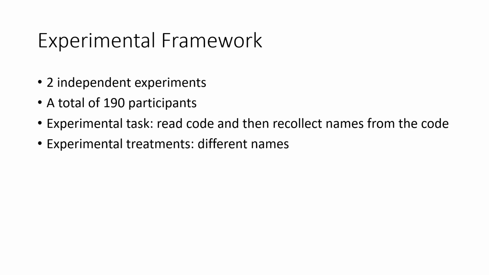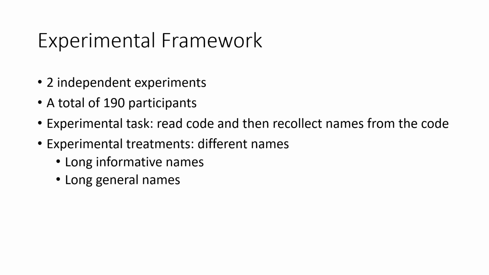To study the effect of name length and information content, we executed two experiments with a total of 190 participants. In these experiments, subjects were required to read some code, and later they were asked to recollect names from the code. The experimental treatments differed in the names used in the code. In the first treatment, we used long informative names. In the second, we used more general names of similar length. These were the hardest names to create, as they needed to be relevant but not too revealing. In one experiment, we also had a third treatment with short names.